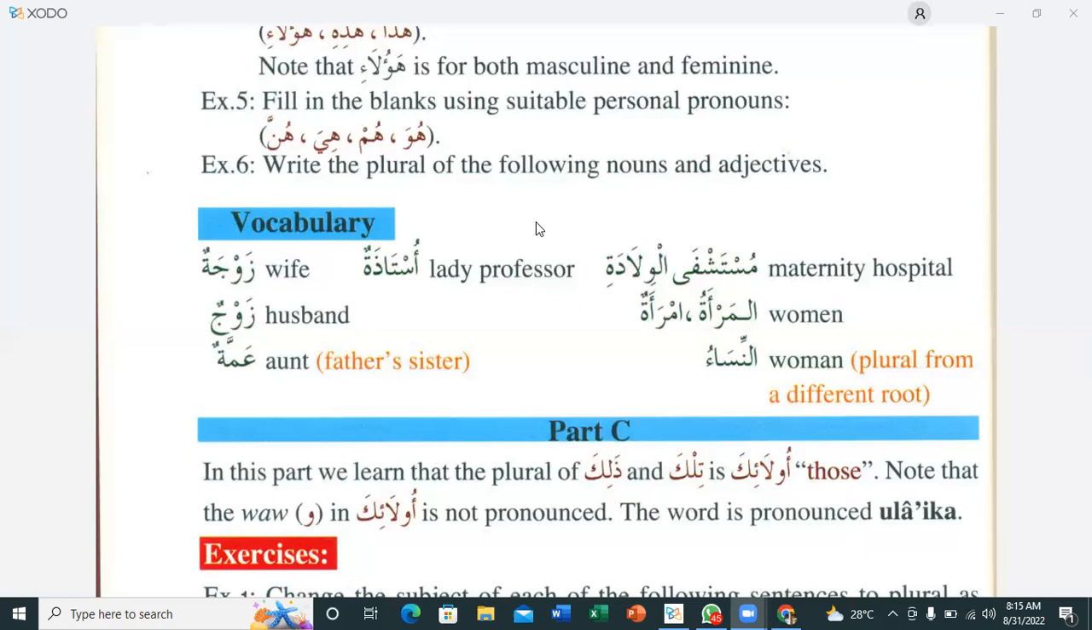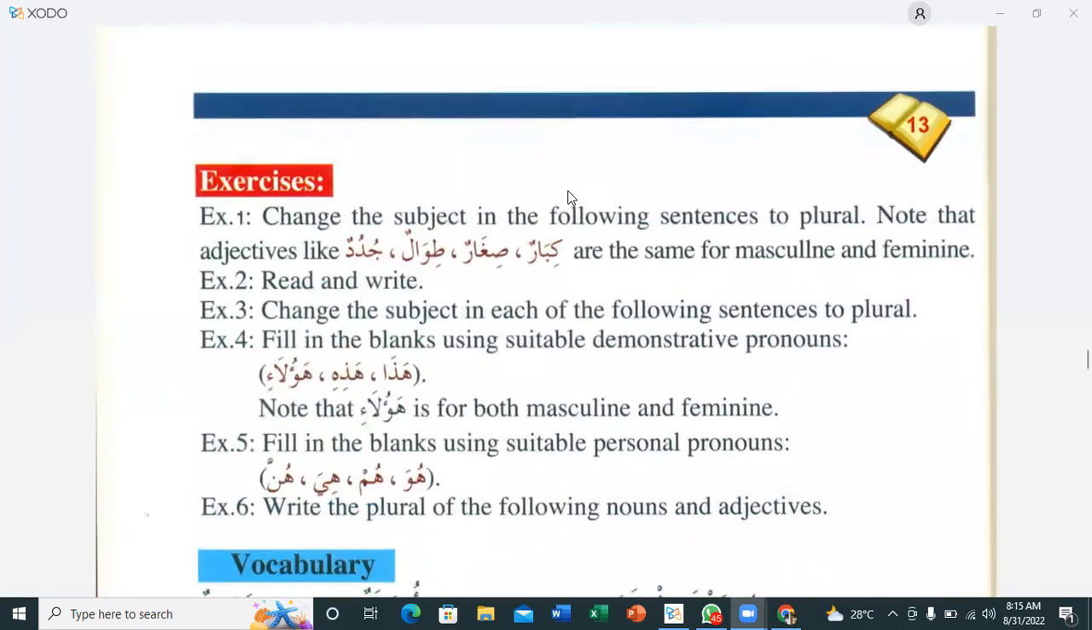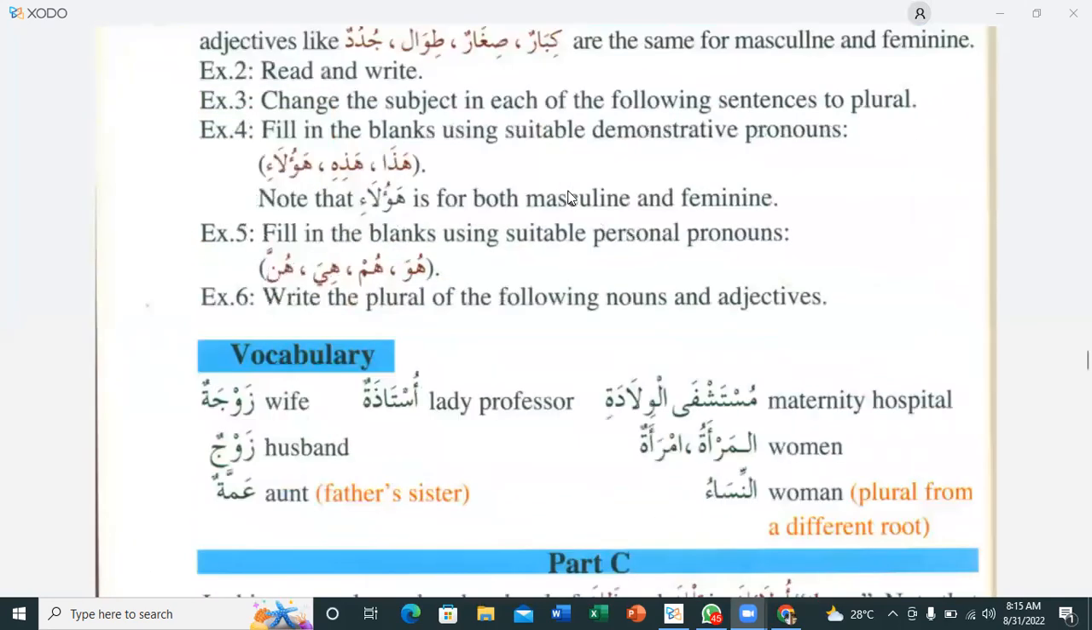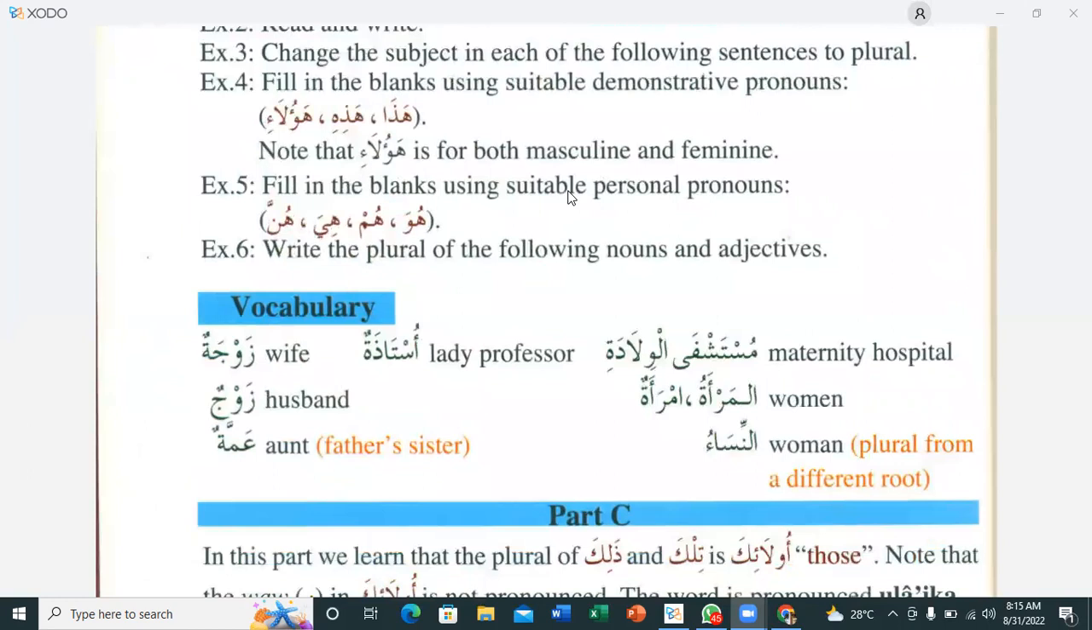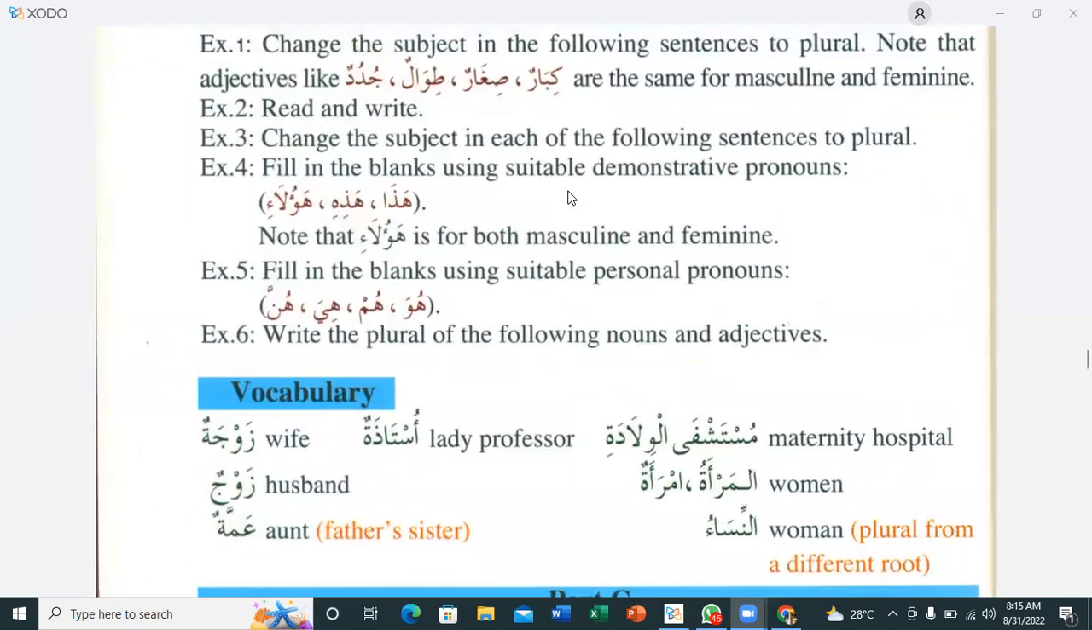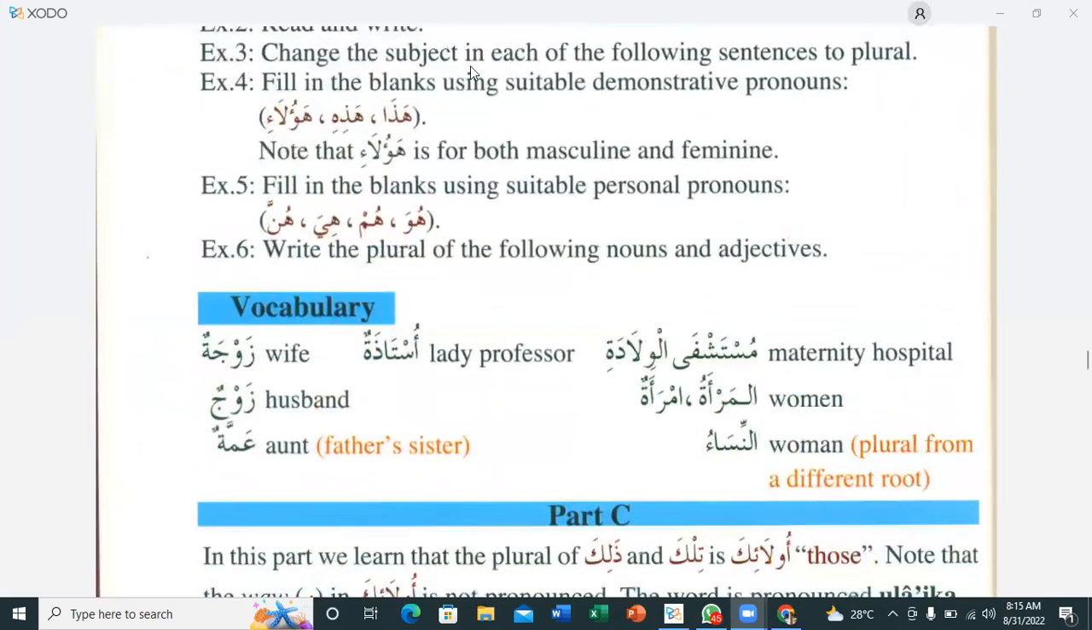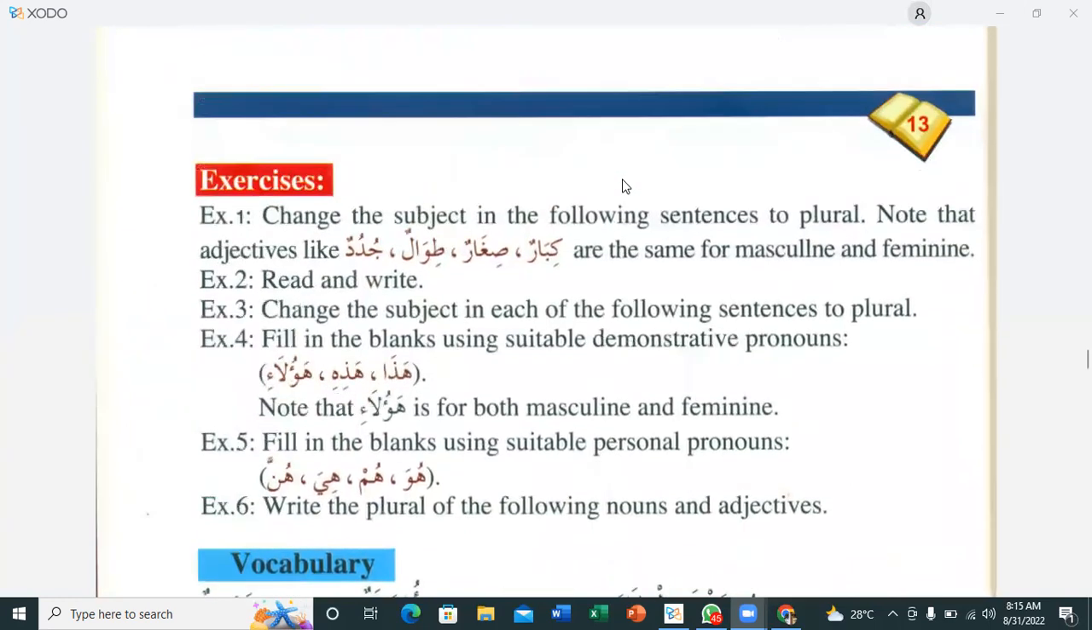Now Sabina, your turn. Tell me the meaning of ammatun. Paternal aunt. An-nisa'u is plural of imra'atun. Judud is new, plural of jadid. Tiwal. Pardon? Tiwal. I don't remember that.